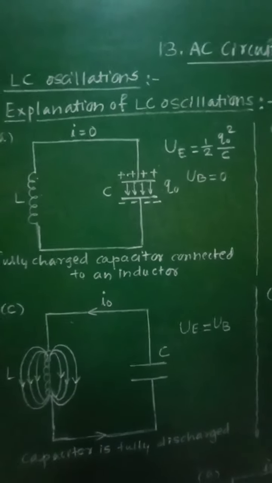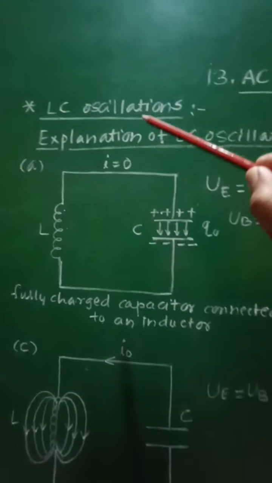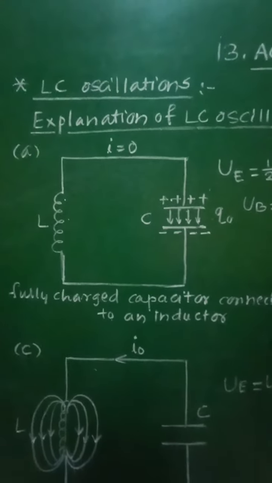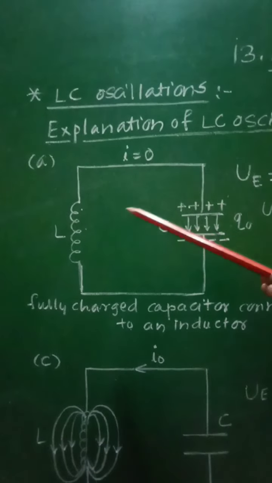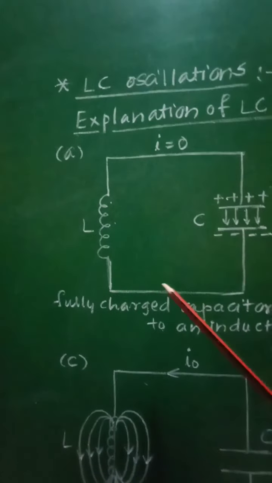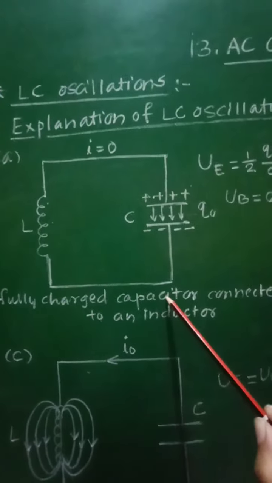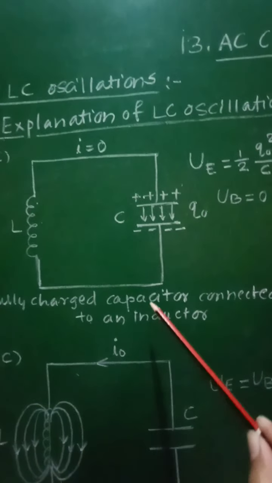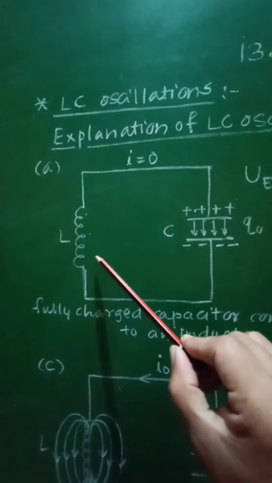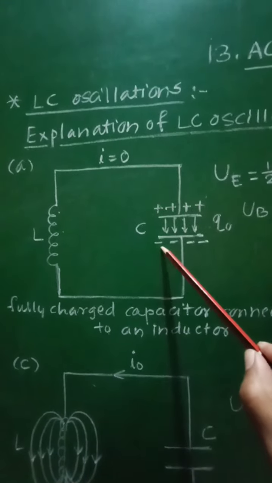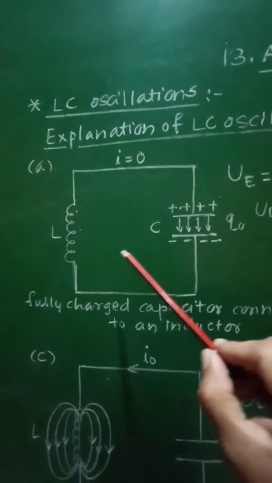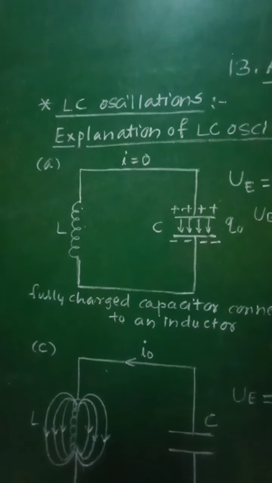Now let us see the explanation of LC oscillations. In all, there are 5 cases. The first step, that is A, represents a fully charged capacitor connected to an inductor. So C will represent the capacitor, L will represent the inductor, and in this first case the capacitor C is fully charged and has just been connected to this inductor.